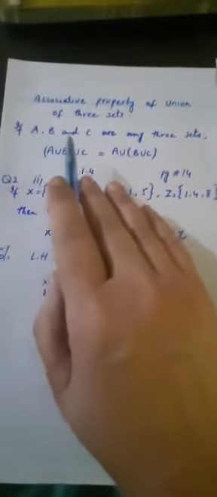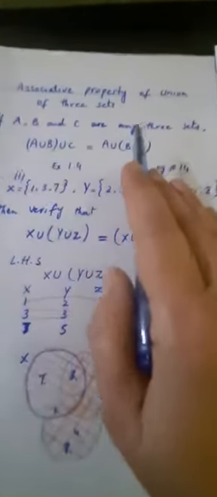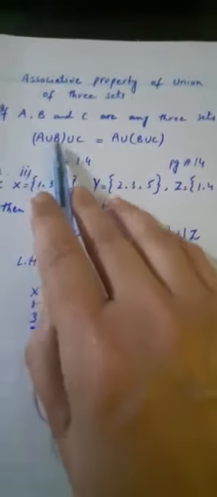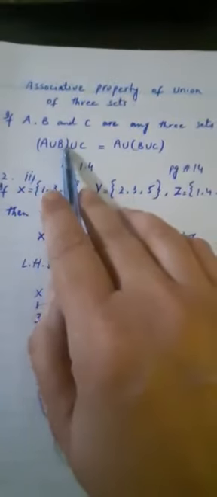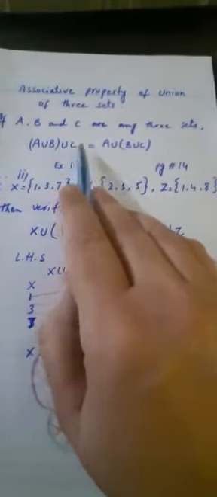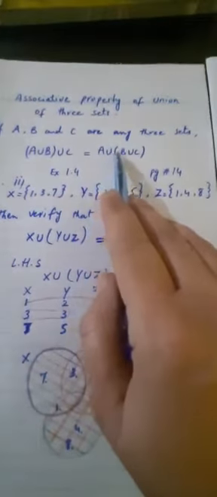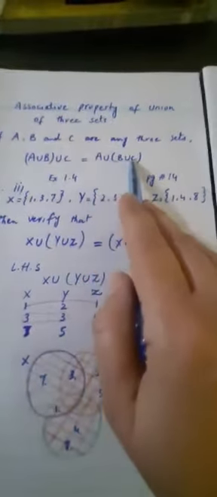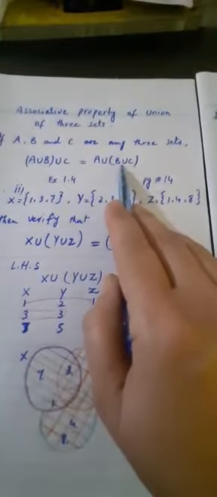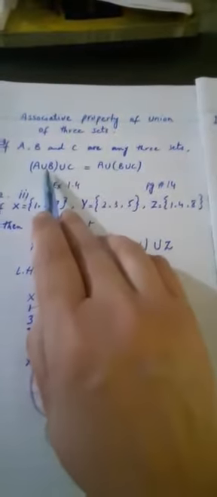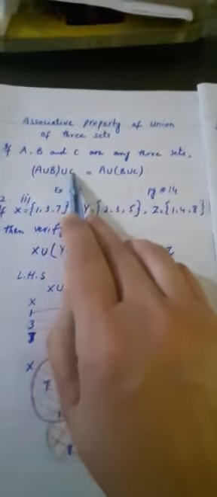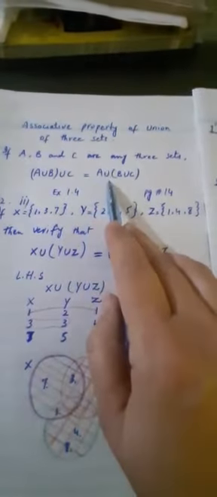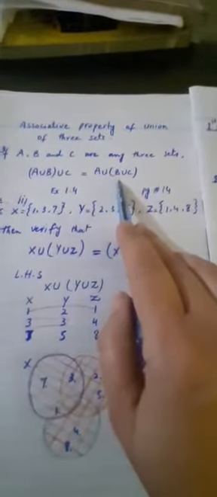Now, if A, B and C are any three sets, then (A union B) union C is equal to A union (B union C). So how is it read? (A union B) union C is equal to A union (B union C).